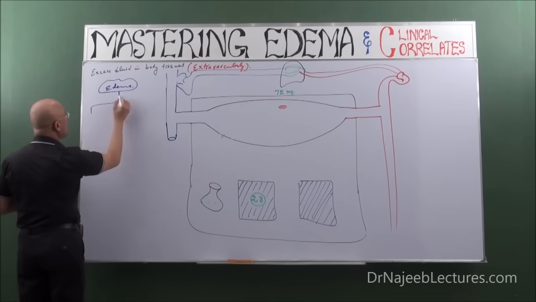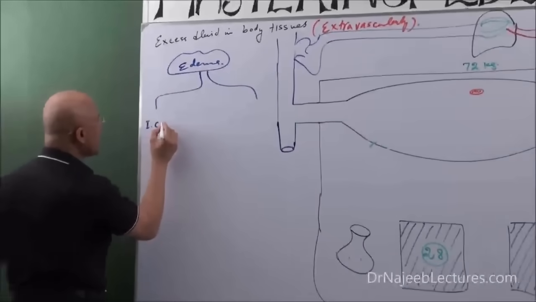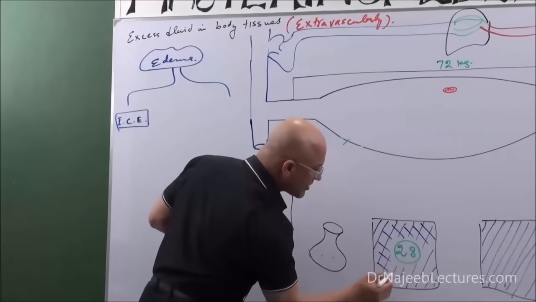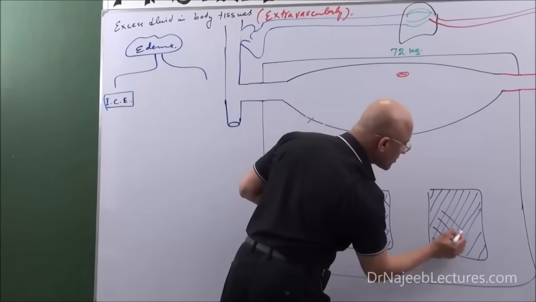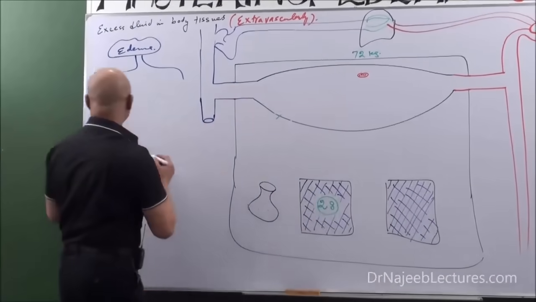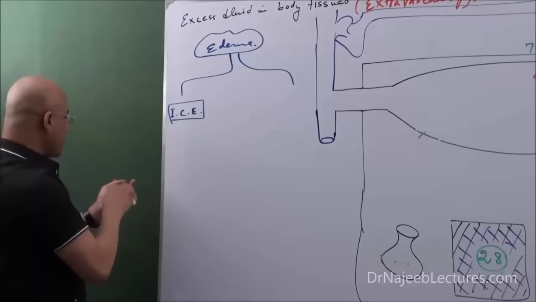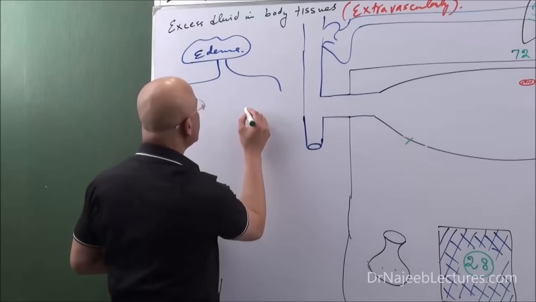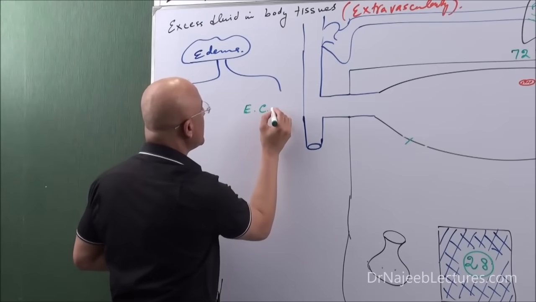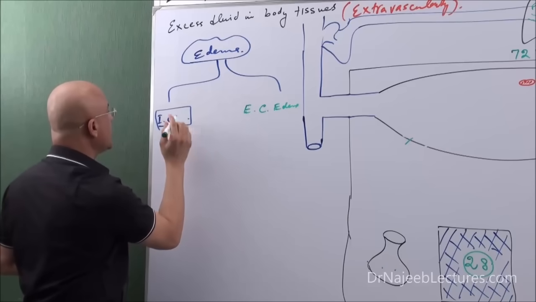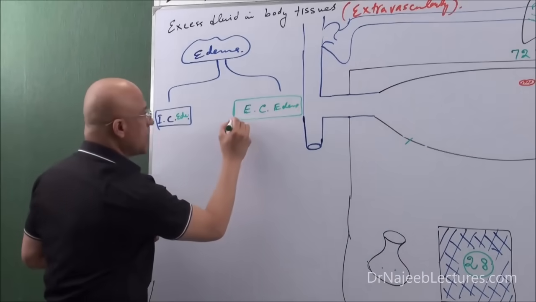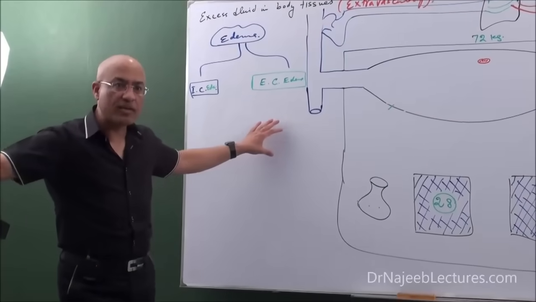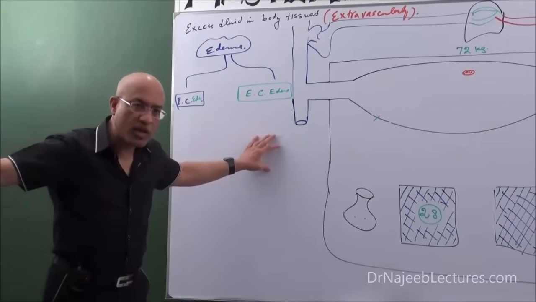And edema can now be divided into two types: intracellular edema, which is this edema. If there is excessive accumulation of fluid inside the cells, that is considered intracellular edema. And if there is excessive accumulation of fluid outside the cells, what is that? Extracellular edema. Extracellular edema, and here it is intracellular edema, right? So from today onward, when you talk about edema, please be clear whether you are talking about intracellular edema or extracellular edema.